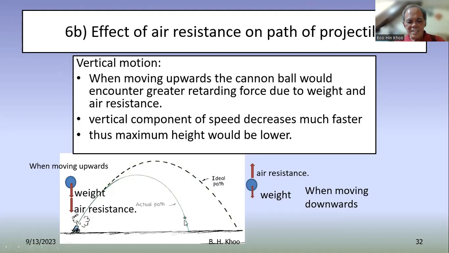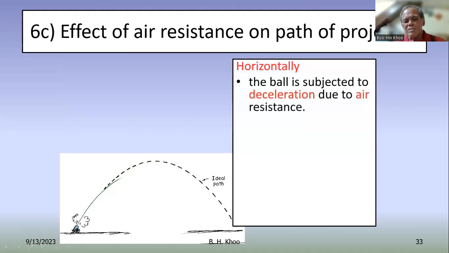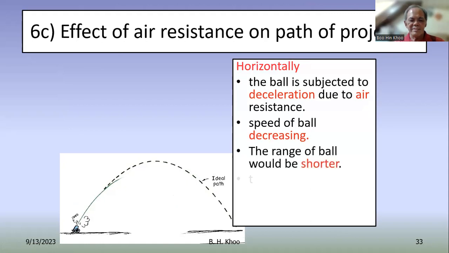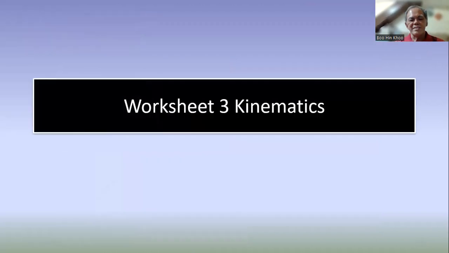And it can be vertical if you have reached terminal velocity. Right? Because remember, air resistance affects the vertical component, and it affects the horizontal component also. Horizontally, the ball is subjected to deceleration due to air resistance. The speed of the ball is decreasing. Right? It doesn't remain unchanged, not uniform anymore. The range of the ball will be shorter. So the path is no more symmetrical. Right? That's the effect of air resistance.